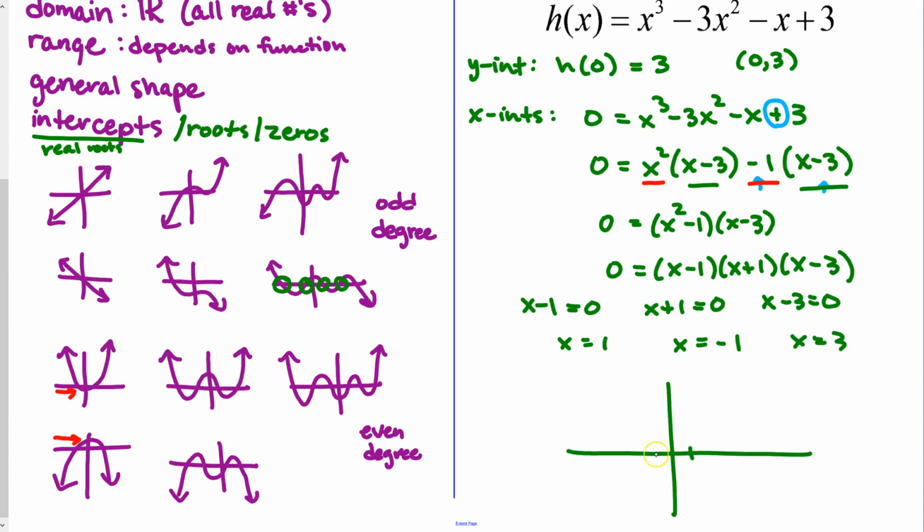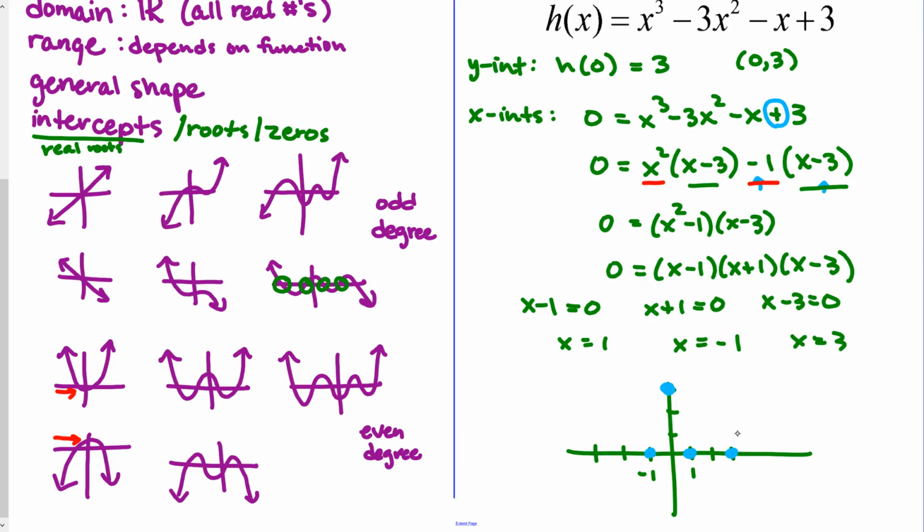So let's say I have 1 here. Okay, we can plot our points. We have our y-intercept at 0, 3. We have our roots at 1, negative 1, and 3.